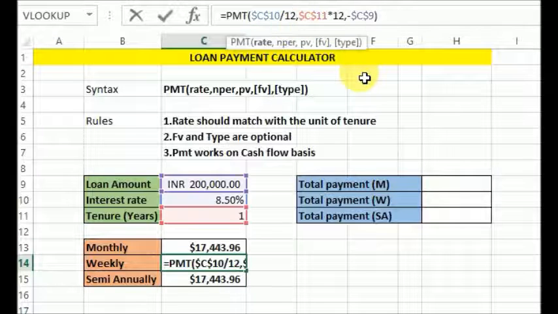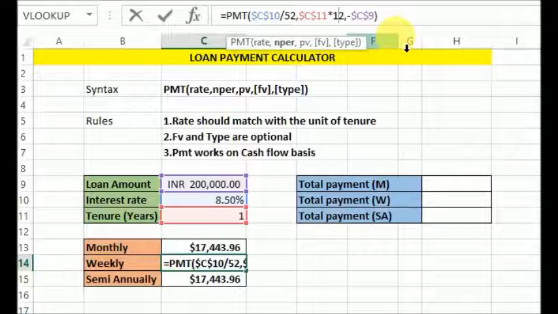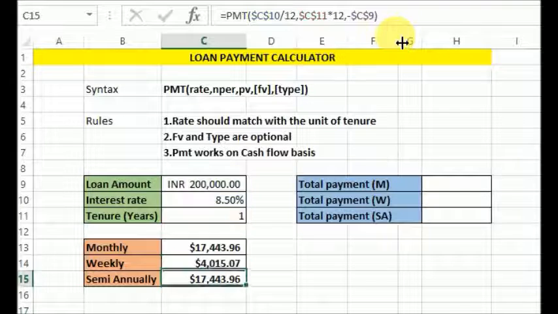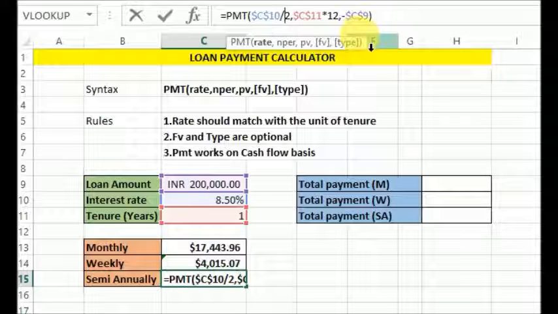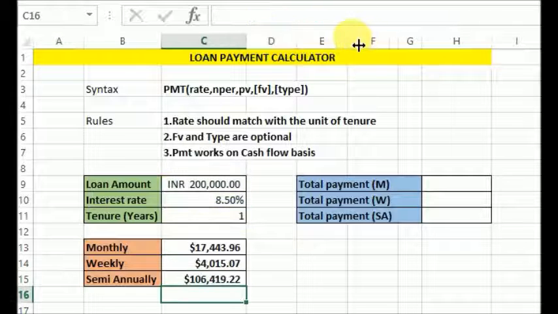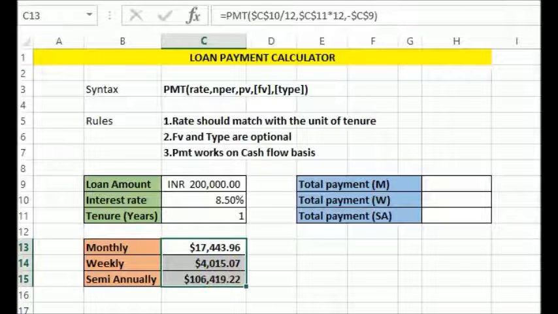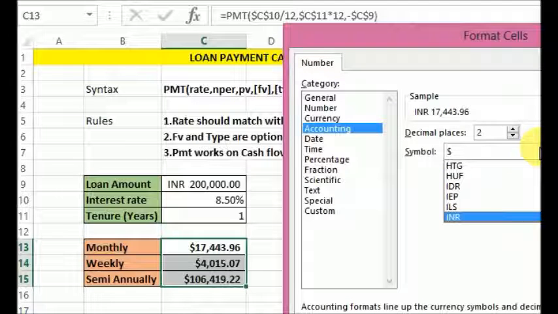For weekly payment, the rate is divided by 52 and the tenure is multiplied by 52. And for semi-annual, you'll divide the rate by 2 and multiply the tenure by 2. So this is the monthly, weekly and semi-annual payment. We'll change the format. This is in dollar. We'll change the currency to Indian rupee.